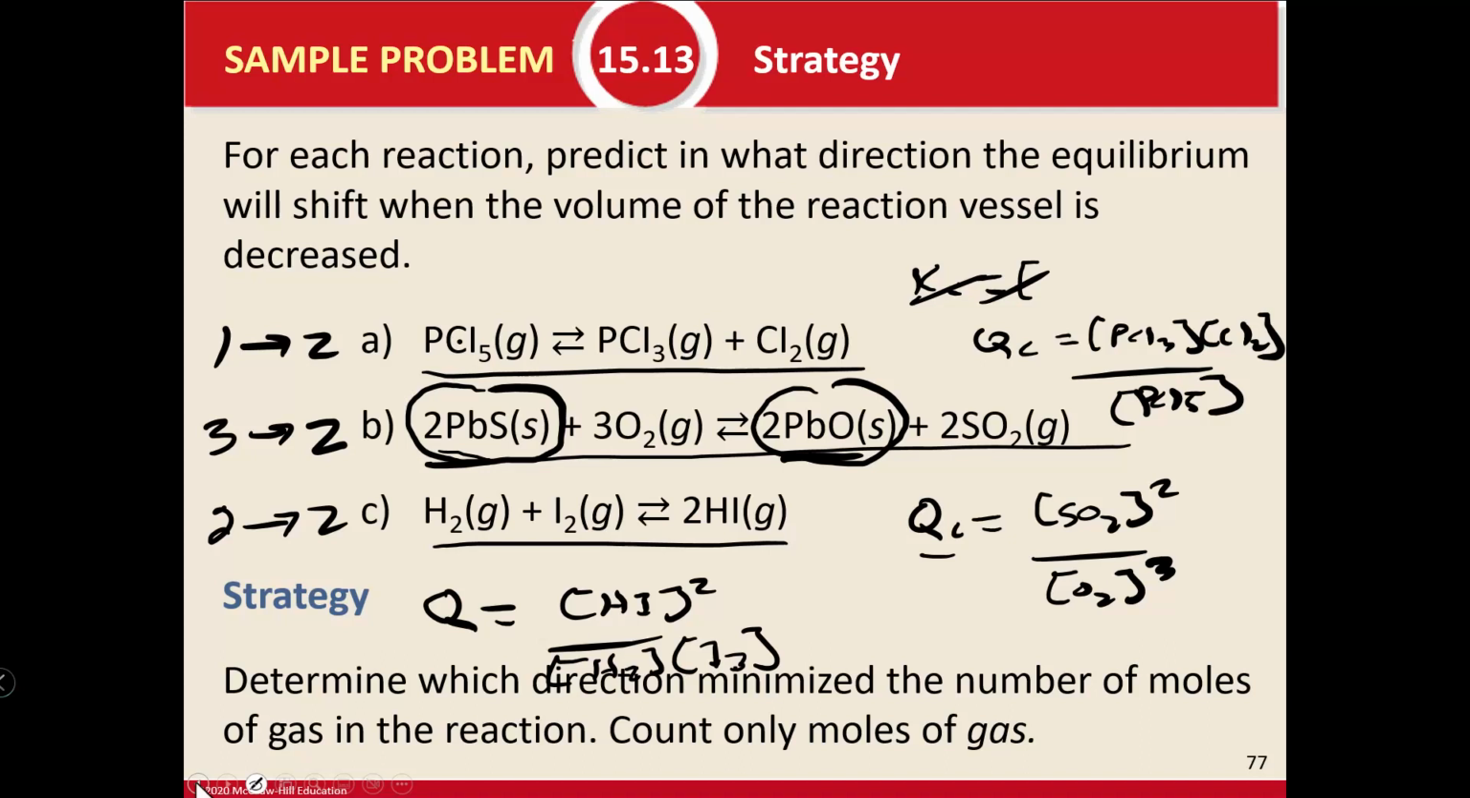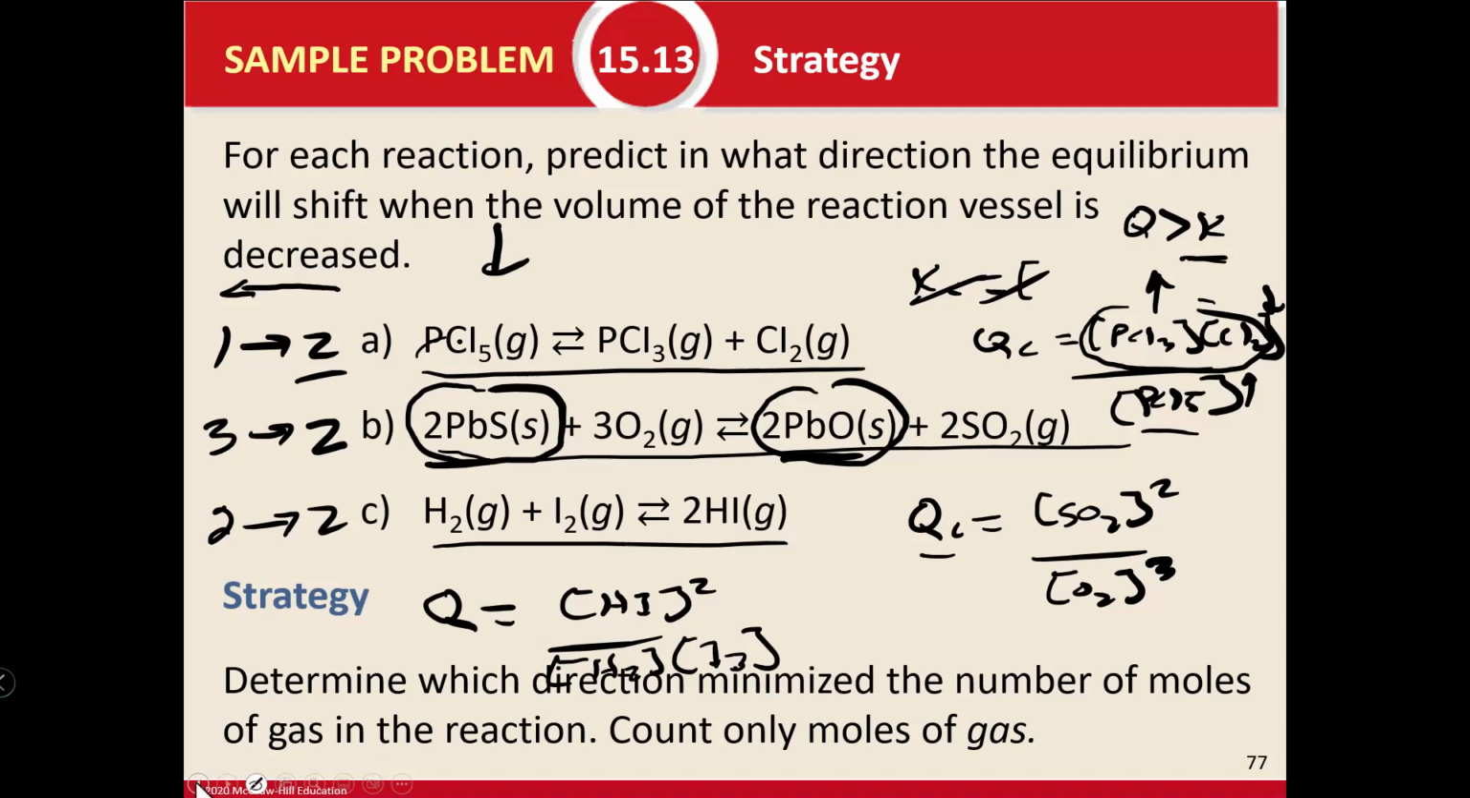so equilibrium's not going to change for the last one. But if I decrease the volume on the first one, this side's affected most. And what's going to happen is if I decrease the volume, this is going to get overall larger. And so that tells me that Q is going to be greater than K. If Q is greater than K, the reaction shifts to the left, all right, to get back to K. So that means these are going to have to decrease. This is going to have to increase to get Q back to K.